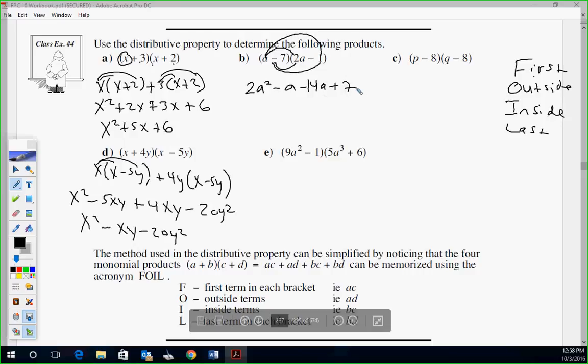Okay, and then the last step here is to combine like terms. The middle is usually your like terms. 2a squared minus 15a plus 7. What does that say after inside, like under? Last.